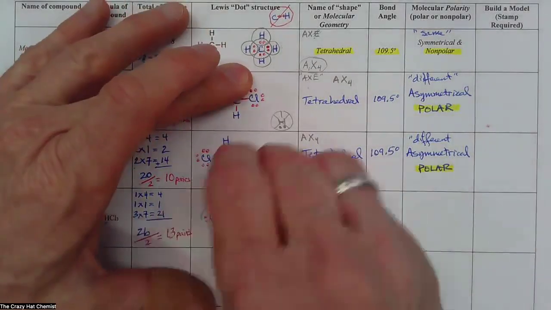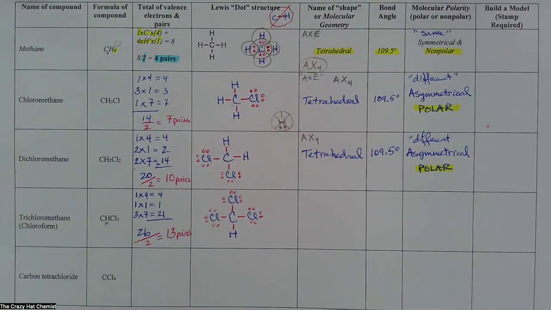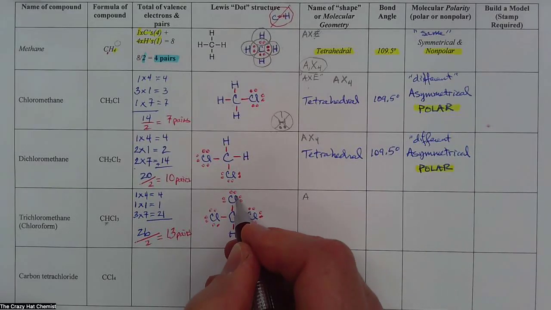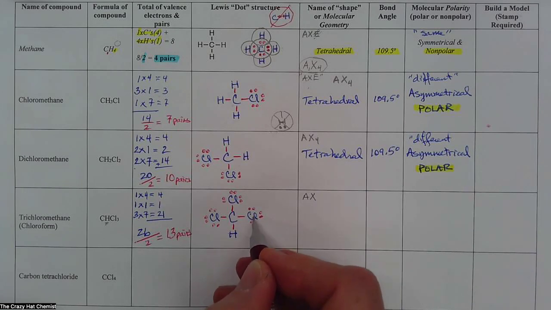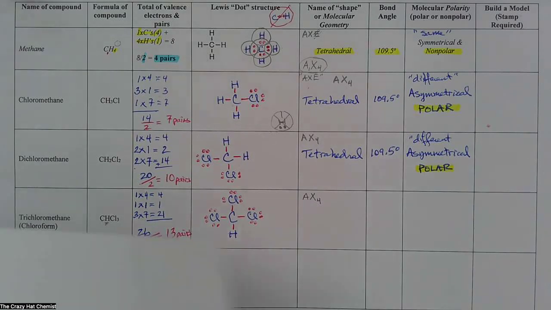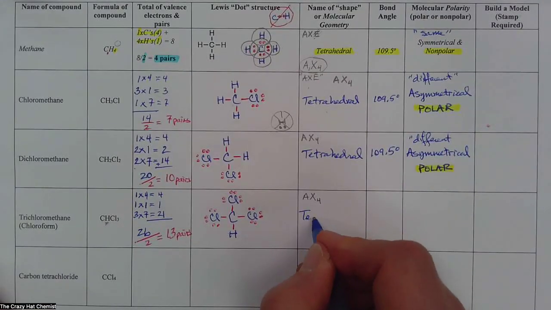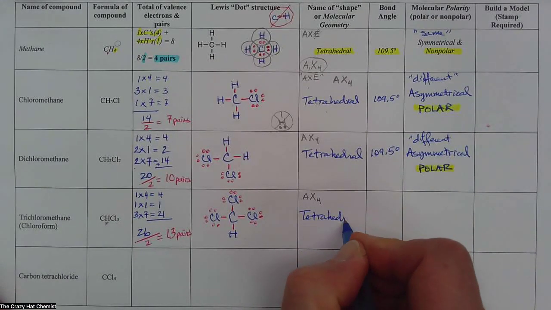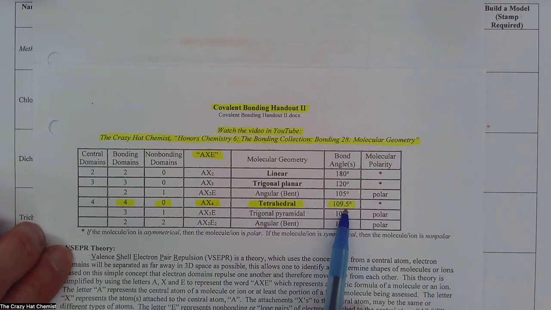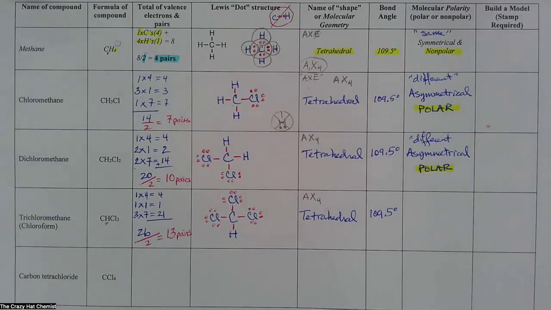I'm going to erase all that because that actually doesn't belong. I do that inside my head, not to confuse you. The central element is the A in our X. The outside elements are X's. How many outside elements do I have? 1, 2, 3, and 4. That AX4 corresponds to what? AX4 corresponds to tetrahedral. Tetrahedral AX4 corresponds to 109.5 bond angle.